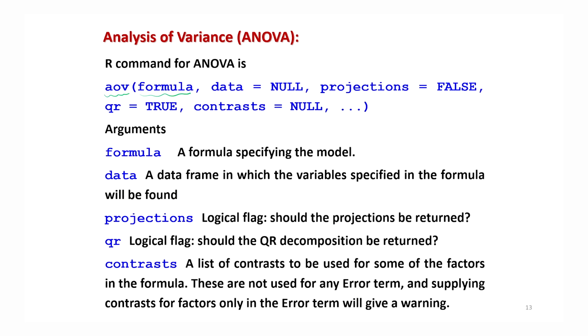I will try to explain you. Whatsoever the data be, here you have to give the data frame in which the variables specified in the formula are found. And then you have the option of whether projection should be written or not. Then QR is a logical flag, that is, should the QR decomposition be written or not.